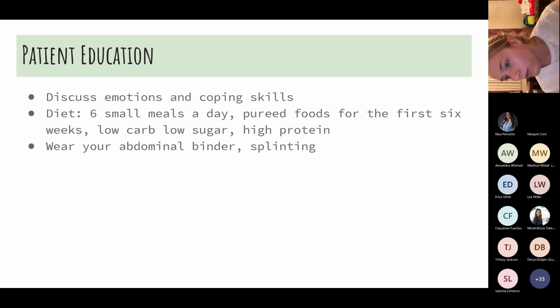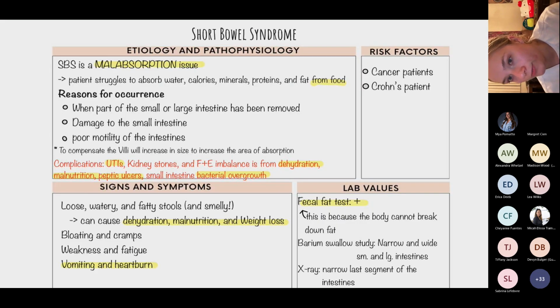So how do we check for some malnutrition? We're gonna look at the albumin levels. Okay. Additionally, major abdominal surgery. So they will have an abdominal binder and make sure that they splint when they cough.